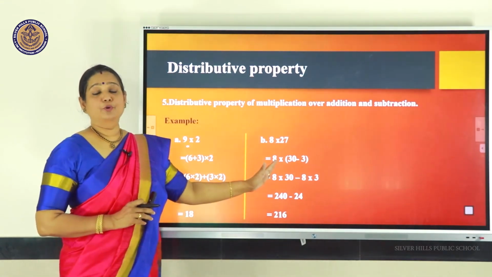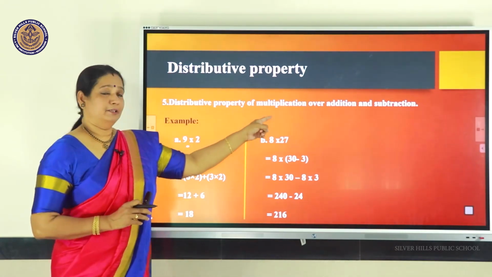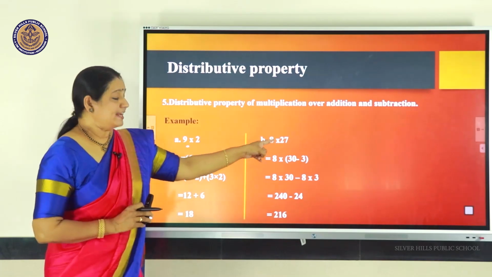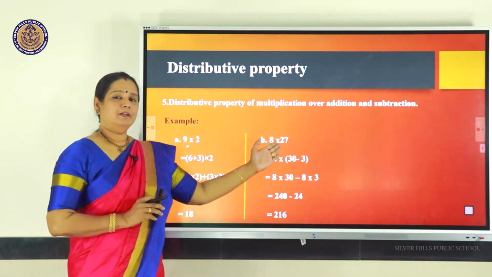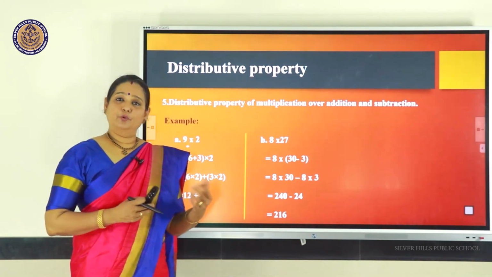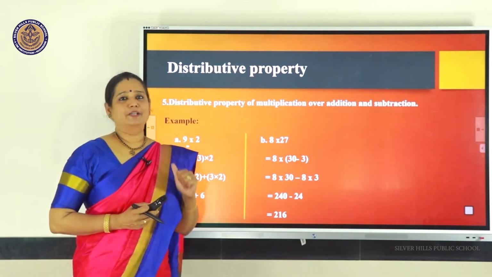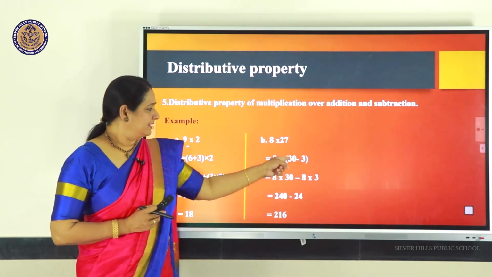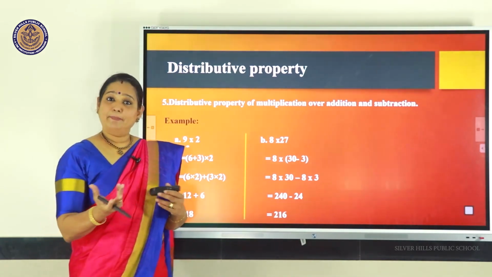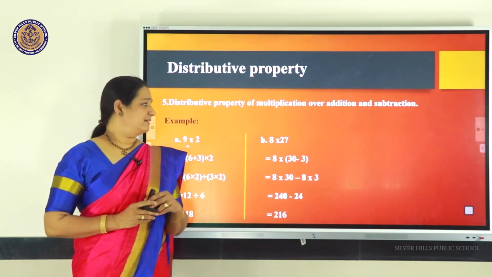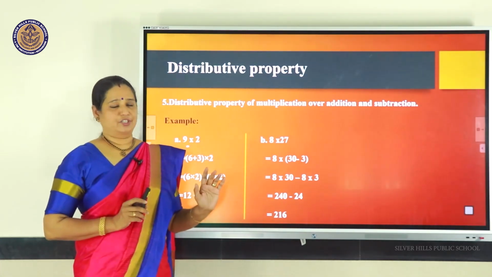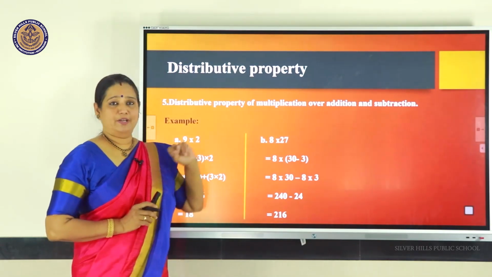Next, we are going to do distributive property of multiplication over subtraction. See here, it is 8 into 27. We know that 27, how can you break 27? You can write 20 plus 7, that is 27, that is correct. But 30 minus 3 is also 27. 25 plus 2 is also 27. So, you can break it in any way according to your wish. So, 8 into 27.